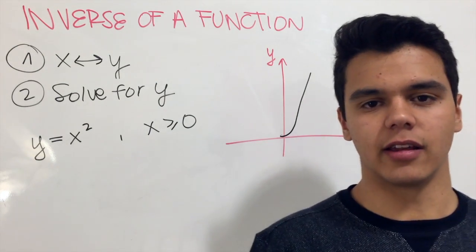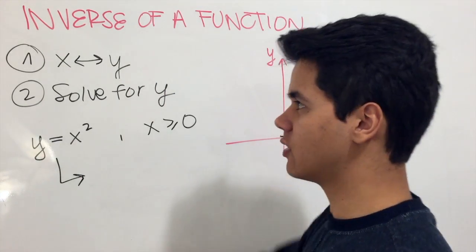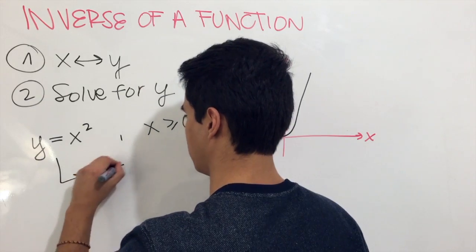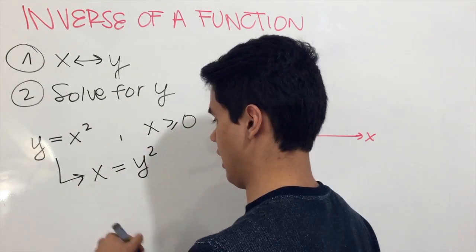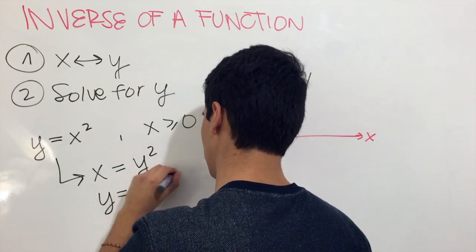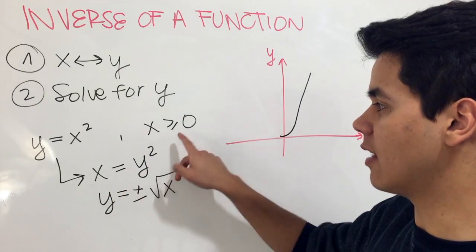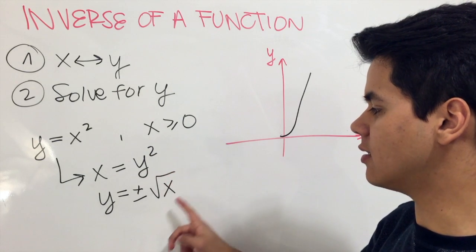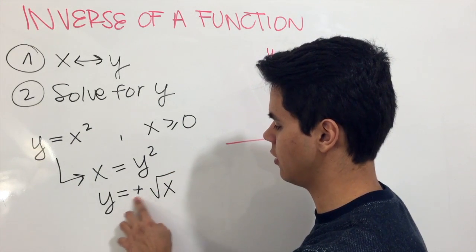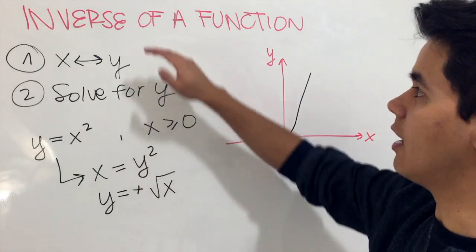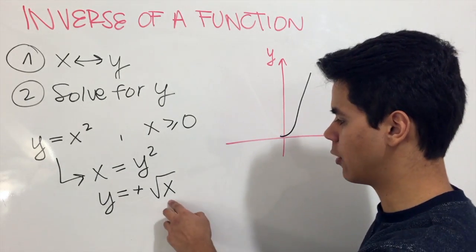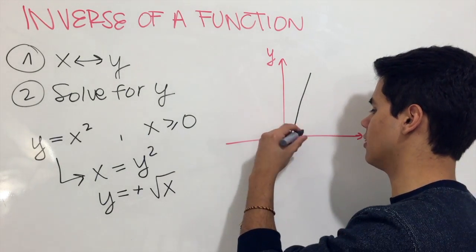Now let's start finding the inverse of the function. Our first step says interchange x and y. So x is going to be equal to y squared. Now we can say that y is equal to plus or minus the square root of x. However, we said that x had to be positive, so we can't take both of the signs here, so we just take the positive sign. And that's the function that is going to be the inverse of this part of the function. Now, if we were to sketch the square root of x, we would get something like this.